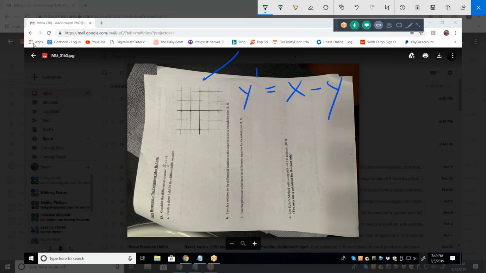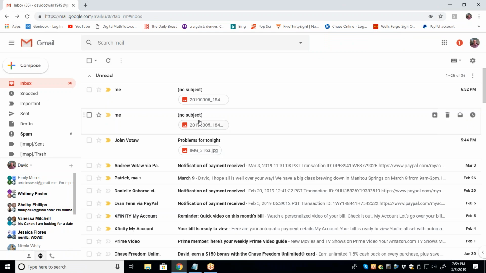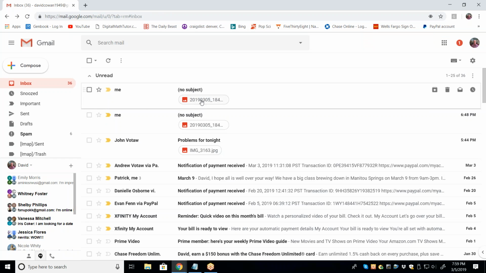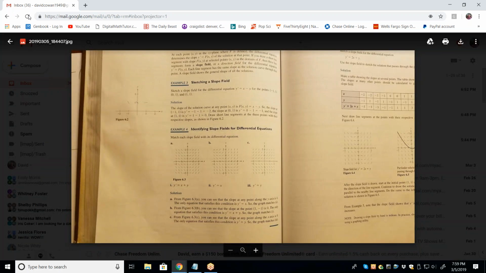So, Euler's method. I can show you how to do Euler's method for this one. Hold on, maybe I can't. Well, I know I can. No, I got the wrong picture.